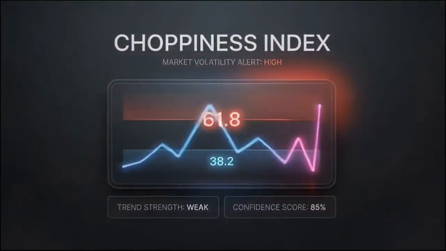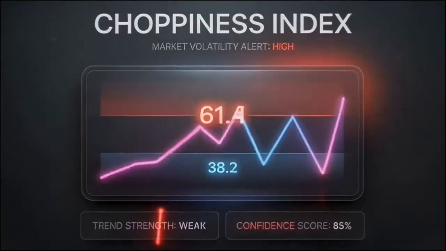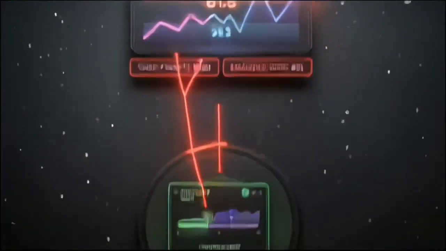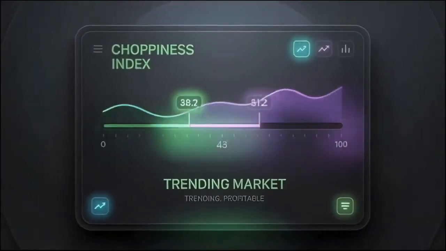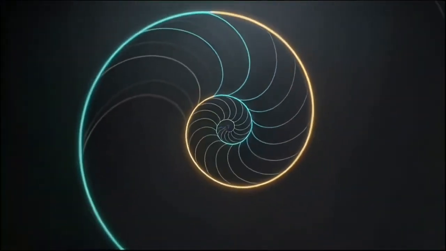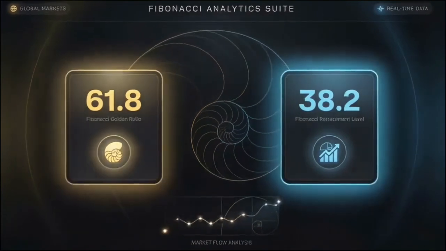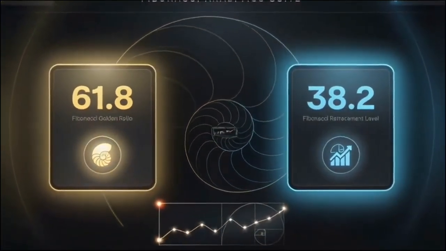Above 61.8, the market is chopping and trend systems will bleed. Below 38.2, the market is trending and trend systems get paid. Those two numbers come from Fibonacci mathematics, but you do not need to know why. You need to know the zones.